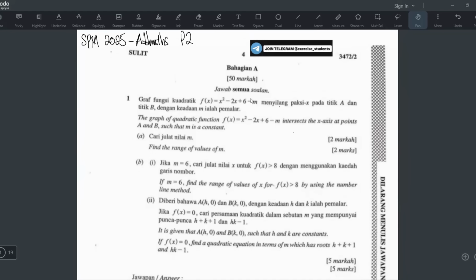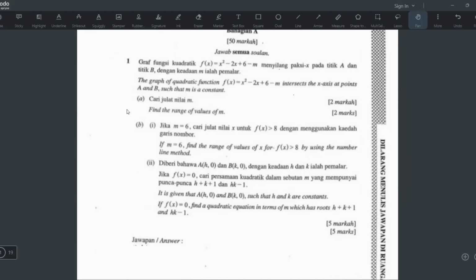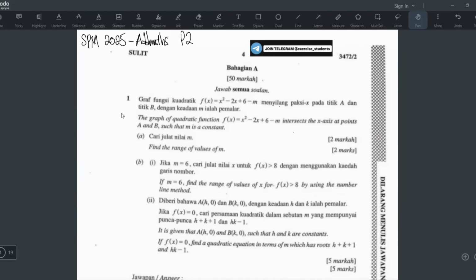So bahagian A jawab semua soalan. Okay, number one. First of all, we need to know what chapter it is. If we scan through the question quickly, you can see quadratic function. So it's a Form 4 chapter 2 question, the quadratic chapter. So let's read.